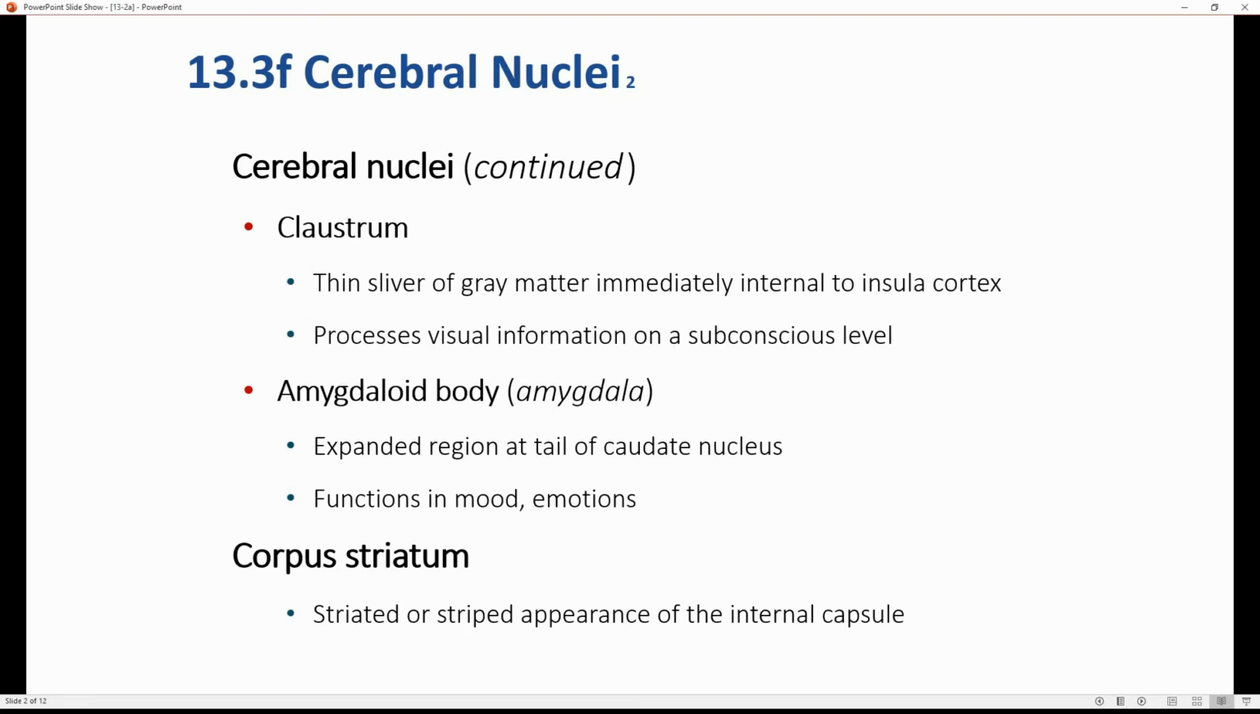The claustrum is a thin sliver of gray matter immediately inside, or internal to, the insula. And the amygdala is the expanded region at the tail of the caudate nucleus. This functions in mood and emotion, especially stress and danger. And the corpus striatum is the striped appearance we get of the large white matter tract called the internal capsule.